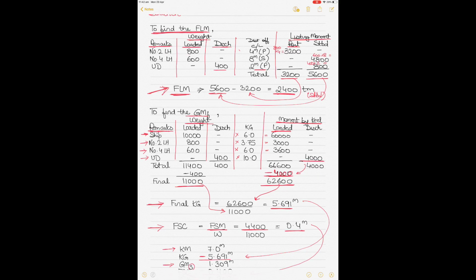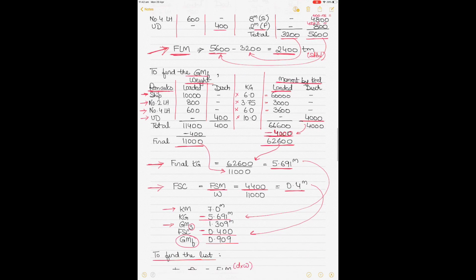When it's moment by keel, you have to consider the final displacement, include the ship's displacement in it. But when we're talking about listing moment, the ship's displacement is not involved, because the ship's list does not depend on the ship's displacement. But when it comes to the vertical shift in the center of gravity, the ship gets involved because there is an original center of gravity involved in it.